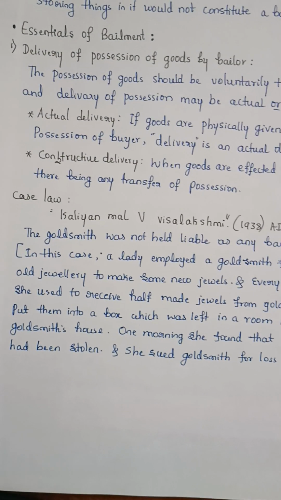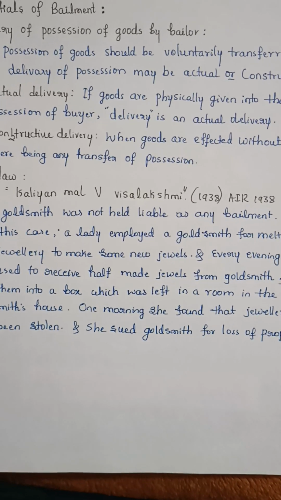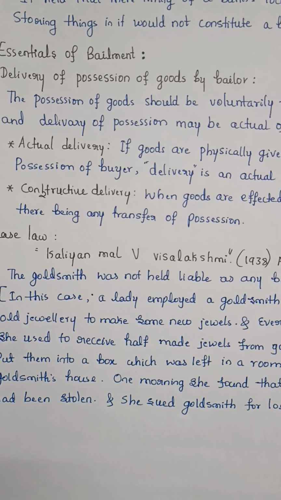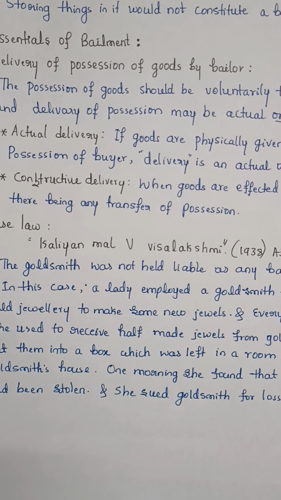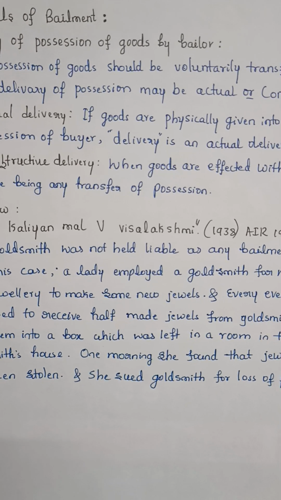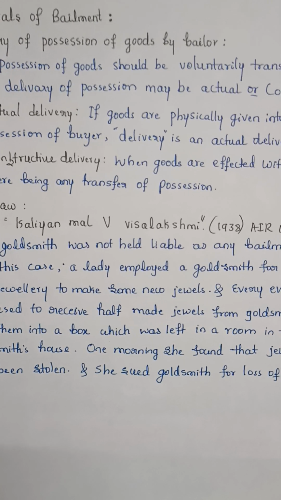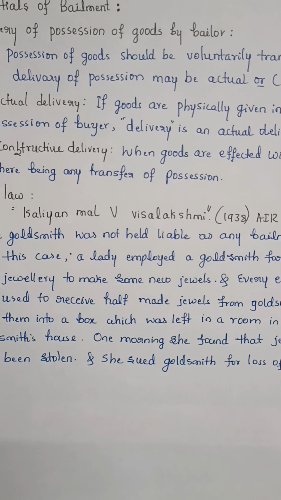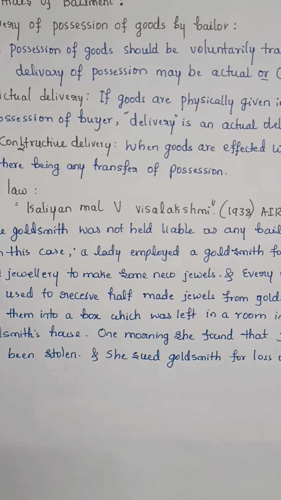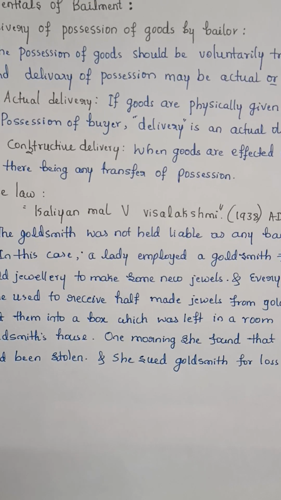The case law relating to delivery of possession of goods by the bailor is Kalyanmal versus Vasantlakshmi. In this case, the court clearly held that the goldsmith was not liable in bailment, because of the illustration: a lady employed in a goldsmith's shop for melting old jewels to make new jewels, and every evening she used to receive half-made jewels from the goldsmith and put them into a box left in a room in the goldsmith's house. One morning she found that the jewelry had been stolen. The court held that the goldsmith was not liable for this bailment.